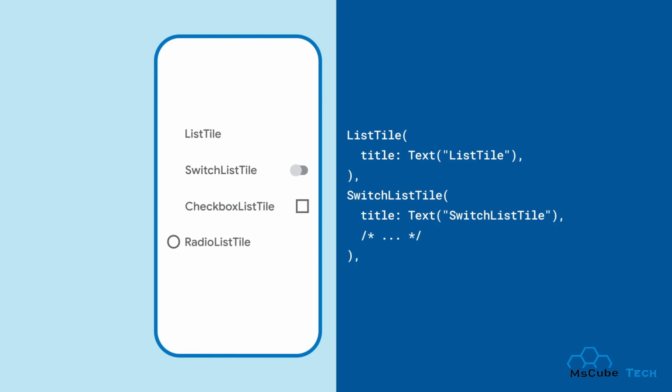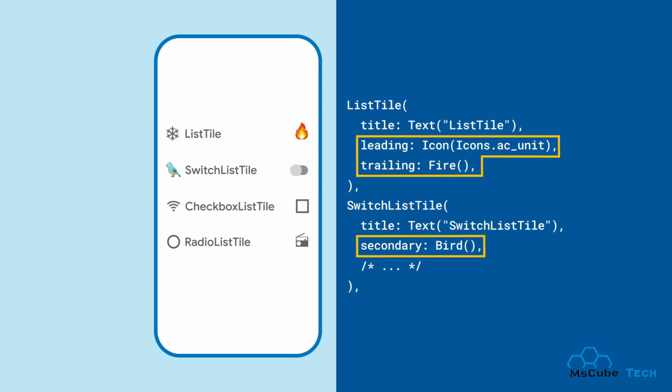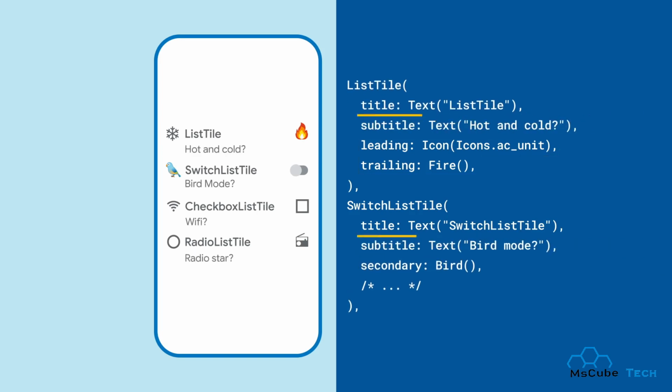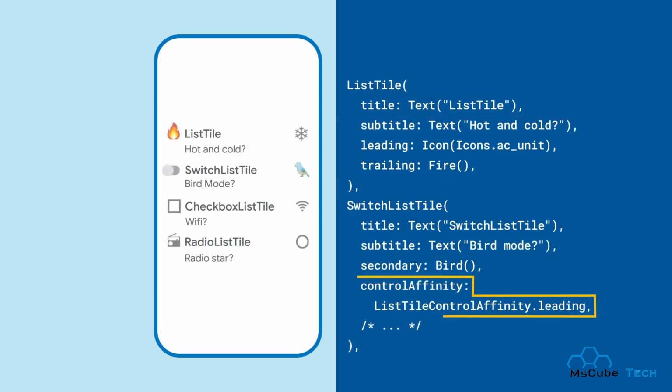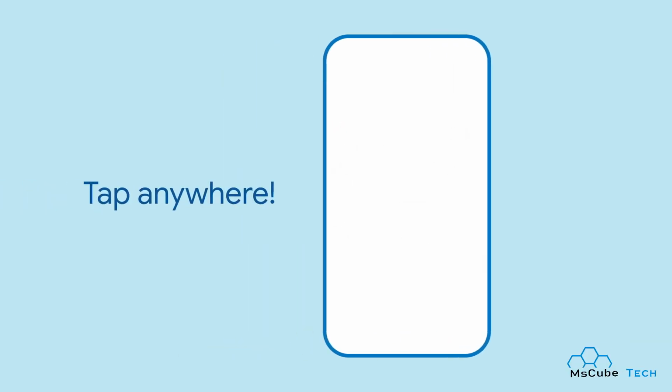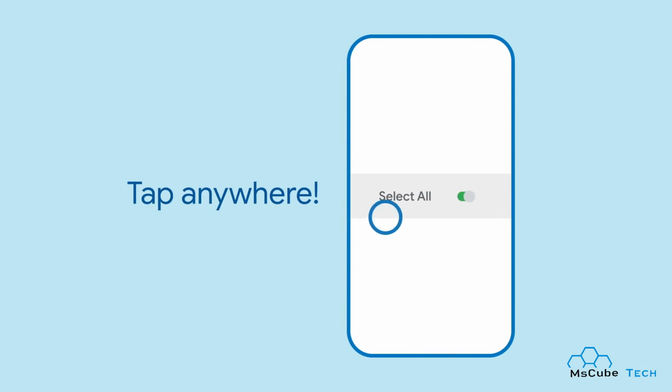ListTile, CheckboxListTile, RadioListTile, SwitchListTile all follow the same pattern. Start with the title text, which will appear in the middle of the tile. Then, you can add icons to either end, and with the control tiles, like SwitchListTile, you do this with the secondary property. You can also add a subtitle or flip which side the controls are on using controlAffinity. For ListTile, you can just swap the leading and trailing. SwitchListTile and the other control tiles add the feature that the entire tile is tappable.